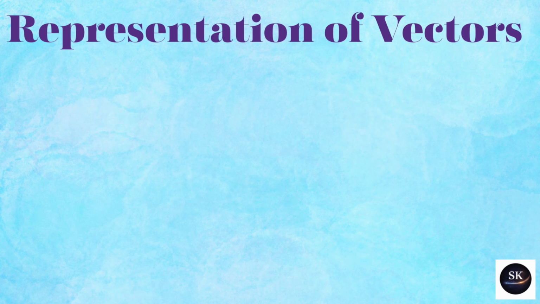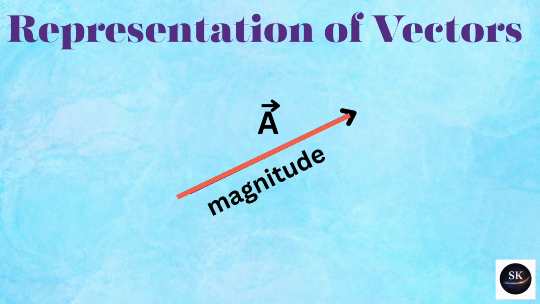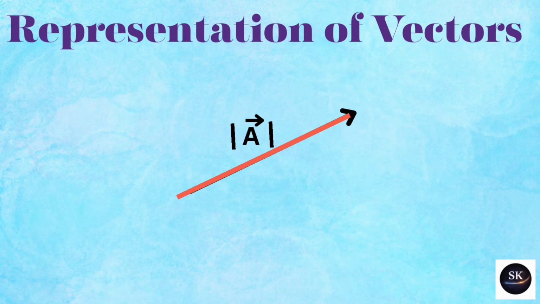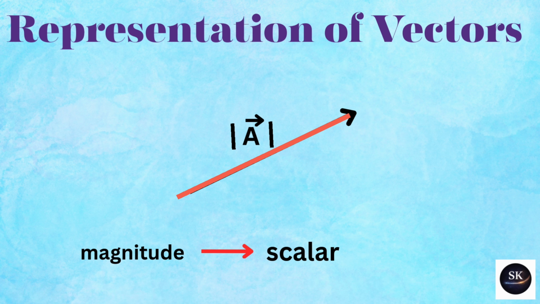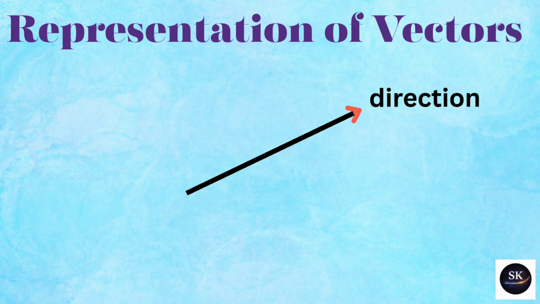We usually represent a vector quantity such as displacement by a single letter such as A. We always draw a vector as a line with arrowhead at its tip. The length of the line shows the vector's magnitude. We usually represent the magnitude of a vector quantity by a vector symbol with vertical bars on both sides. The magnitude is a scalar quantity. That is, it's a number and is always positive. The direction of vector is shown by its arrowhead.